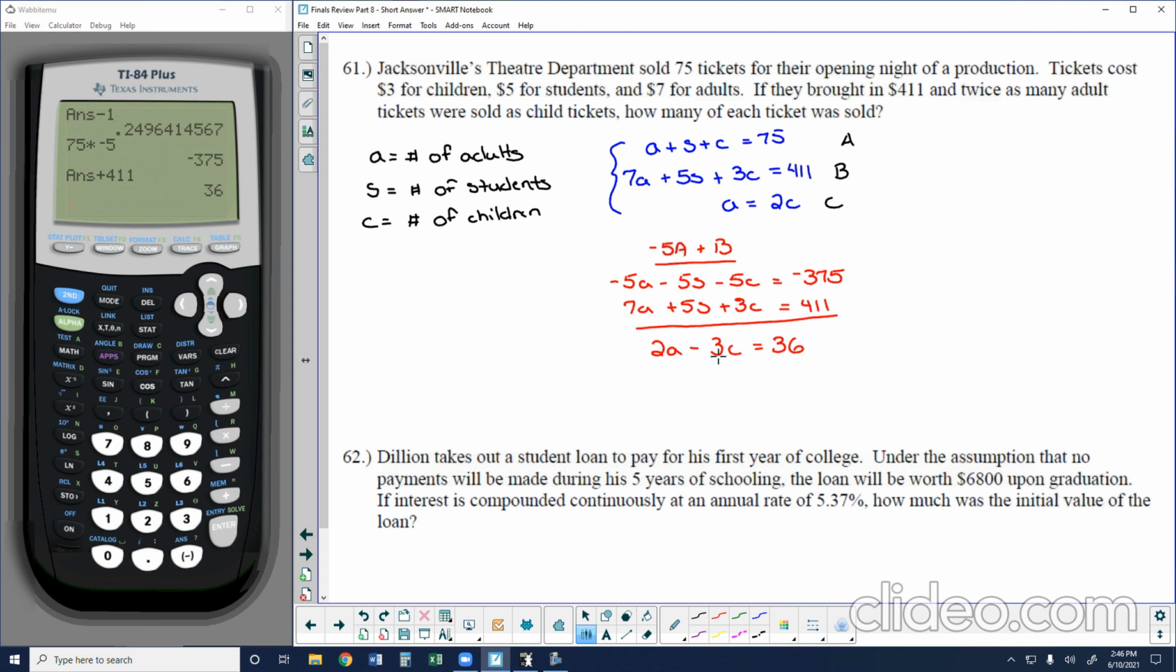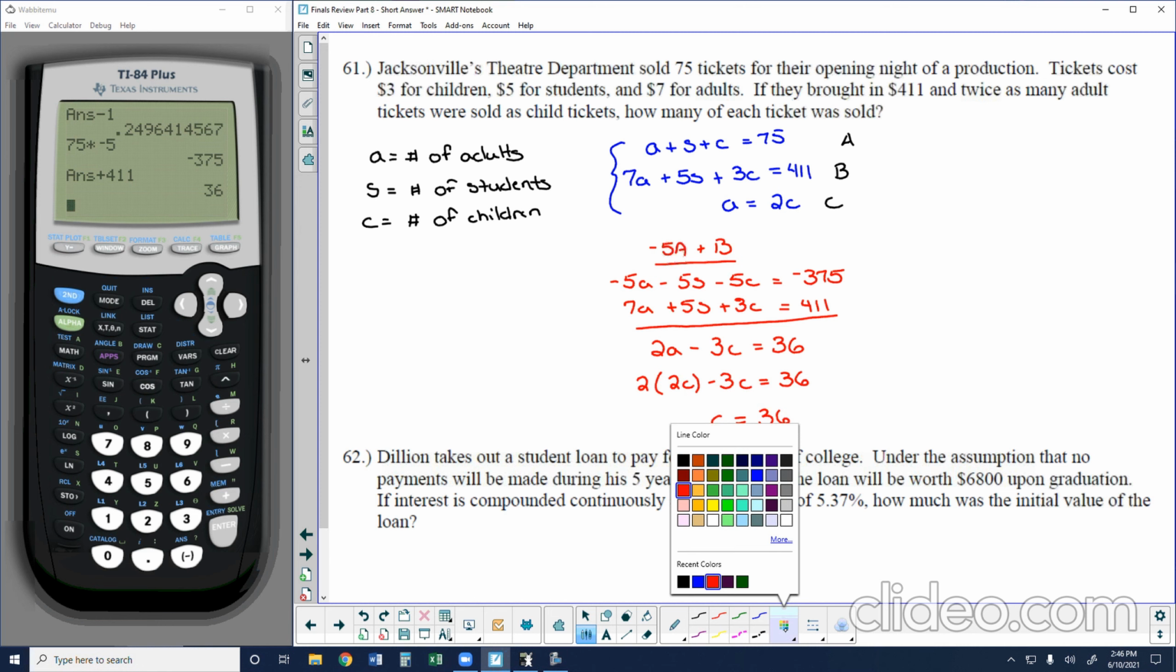Now I see that I have 2 variables in this equation. But I can solve this 2-variable equation by substituting. So I can replace A with 2C. So what this gives me is 2 times 2C minus 3C equals 36. Or 2 times 2C would be 4C minus 3C equals 36. So we know now there are 36 children tickets sold. I need to find out the rest. So what I can do is go back to equation B and substitute into equation B.